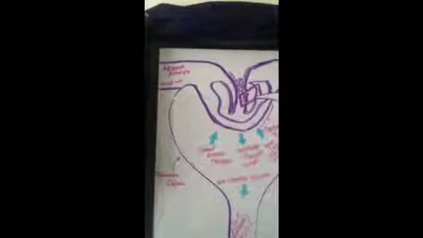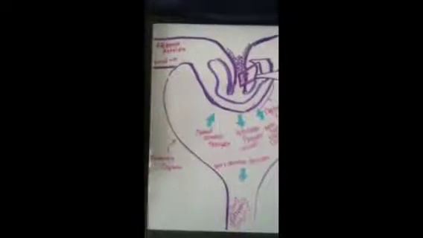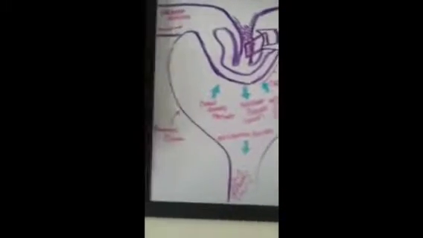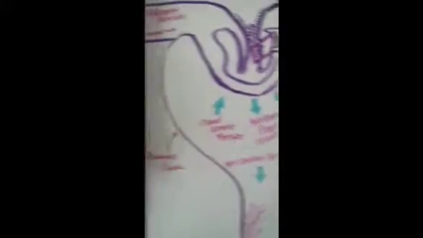I'll be going over filtration and glomerular filtration rate. First we're just going to go over the structures. First we're going to look at the Bowman's capsule, which is a cup-like chamber. This is where the whole filtration process occurs.